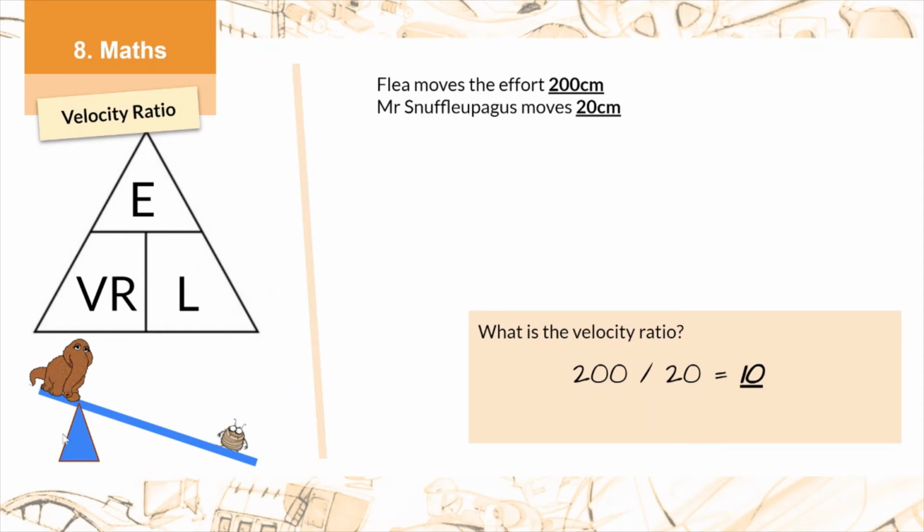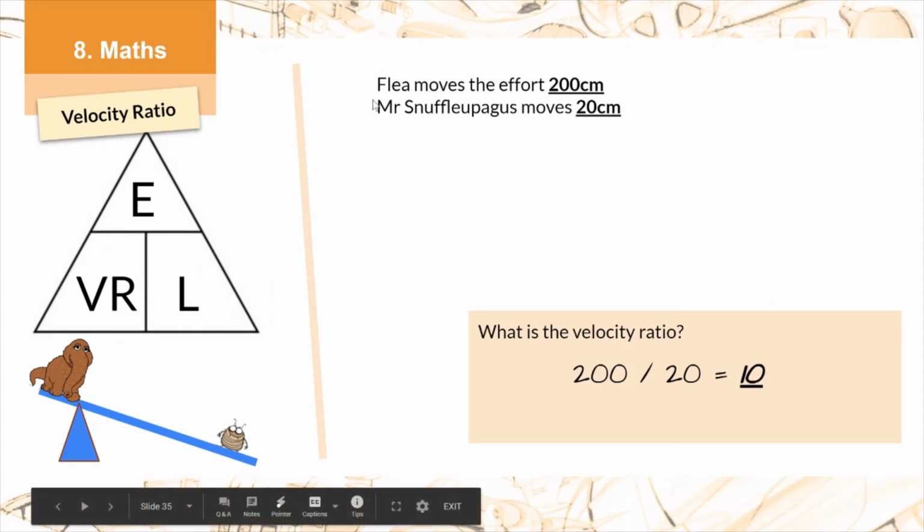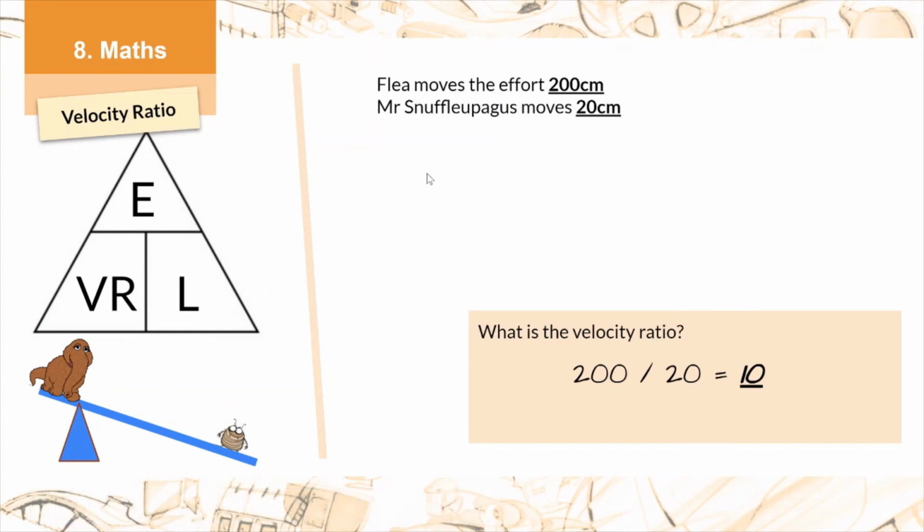What's the velocity ratio of this lever? Well, we need to work out the velocity ratio, which is effort over load. So how much does the effort move? That was the flea. That was going to move a lot. So let's say it moves 200 centimetres. And Mr. Snuffleupagus, he's only going to move a little bit, 20 centimetres.